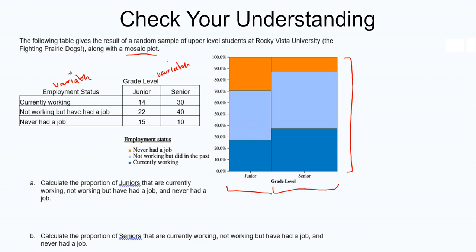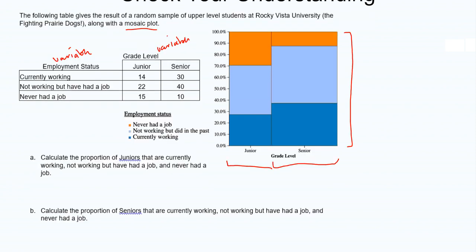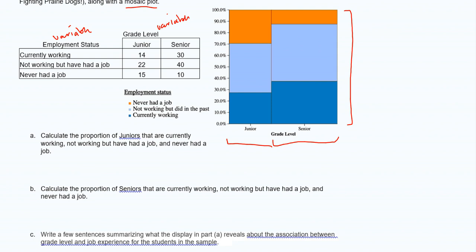So first off, we're going to calculate the proportion of juniors that are currently working, not working but have a job, or never had a job. Once again, we're going to use our margin, and we're going to figure out, just for juniors, what those different categories are. So we take the total number of juniors: 14 plus 22 plus 15. That margin is 51 for the total. And we want to figure out what proportion are currently working. So I'll go CW, and that's going to be 14 divided by 51.